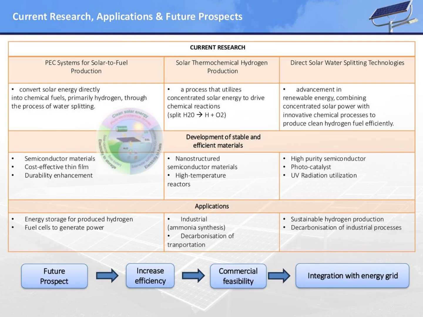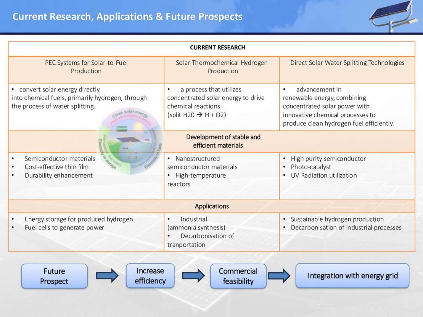The first current research is about photoelectrochemical systems for solar to fuel production. It converts solar energy directly into chemical fuels, primarily hydrogen, through the process of water splitting. It utilizes semiconductor material to directly convert sunlight into storable chemical fuels. It also uses high efficiency materials such as high purity semiconductors that allow simultaneous solar energy generation and hydrogen production, and also cost-effective thin films that can achieve efficiencies up to 20%.